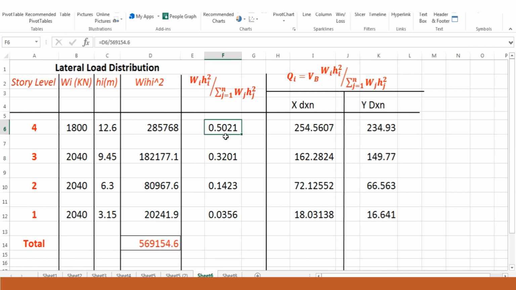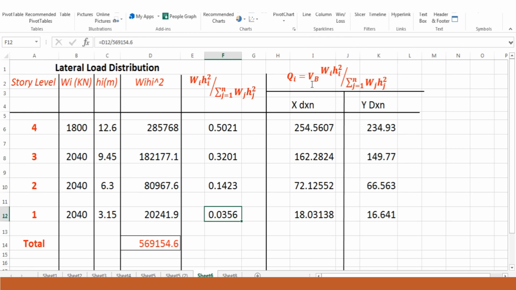Now the ratio of Wi Hi square by this summation, what do I get? For the first story, it will be 285768 divided by the summation value, D6 divided by 569154.6. Similarly for the second story, 182177.1 divided by this. For third story, 80967.6 divided by this. And fourth story, 20241.9 divided by this.